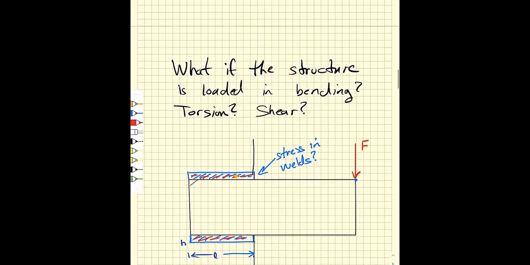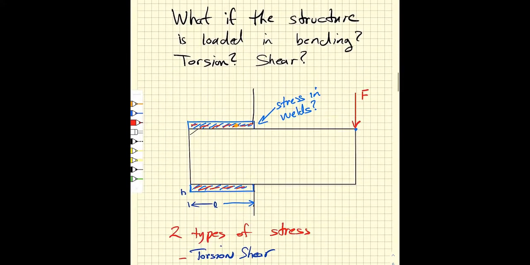Now, what if the structure is loaded in bending and shear? So suppose we have a plate here, which is welded to a vertical plate here too. This plate is going to have some thickness T. Let's not worry about that right now. But we are going to end load this plate with a force F that's pushing it downward. How do we deal with the weld stresses? Well, what we know is that this force at the end of this cantilever is going to create a direct shear and a bending moment.